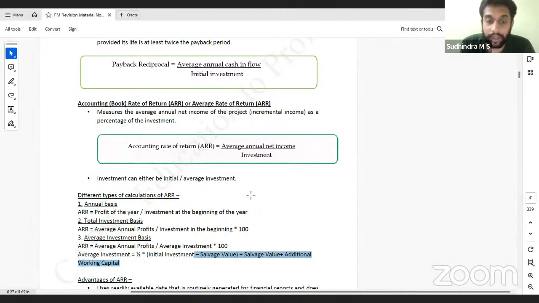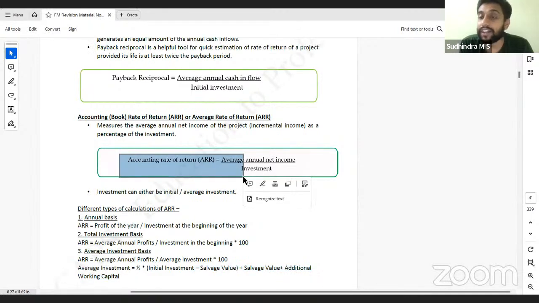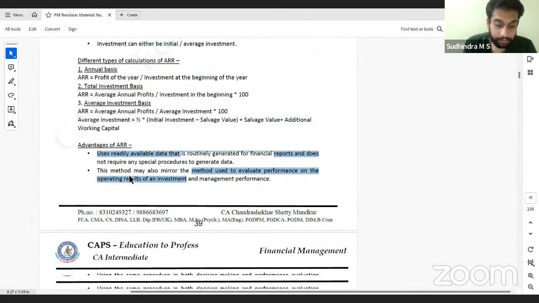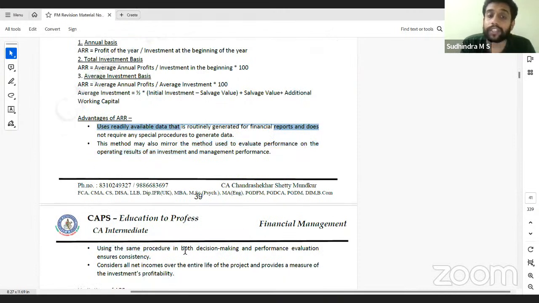What would be the advantages? Here, this is not cash flows. We are considering book profit. So information of net profit is readily available. It uses readily available data that is routinely generated from financial reports. And second, we are going with rate of return on investment, so it evaluates the operating performance of the entity. It uses the same procedure in both decision making and performance evaluation, which ensures consistency. See, financial statement analysis and ARR go hand in hand. So it provides consistency in evaluating or decision making.